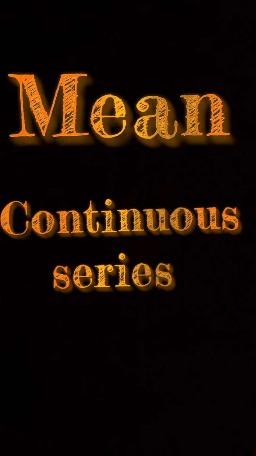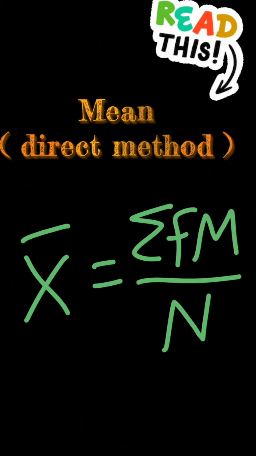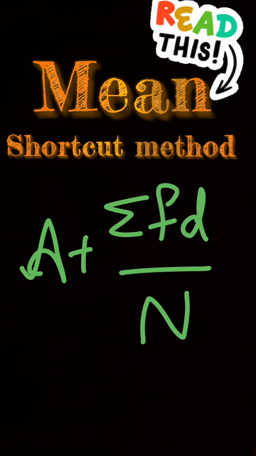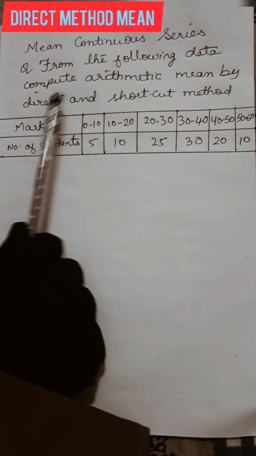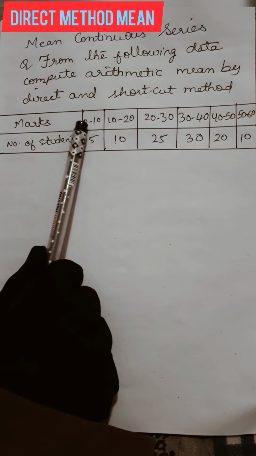In my today's video I am going to explain about mean continuous series. Formula of direct method mean is sigma fm by n and shortcut method formula is a plus sigma fd by n. Mean continuous series. Question is from the following data compute arithmetic mean by direct and shortcut method.